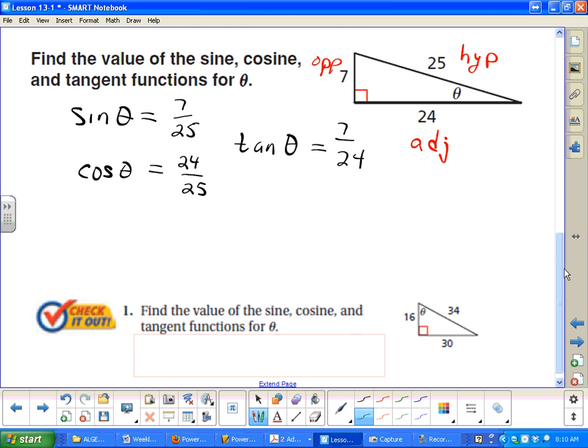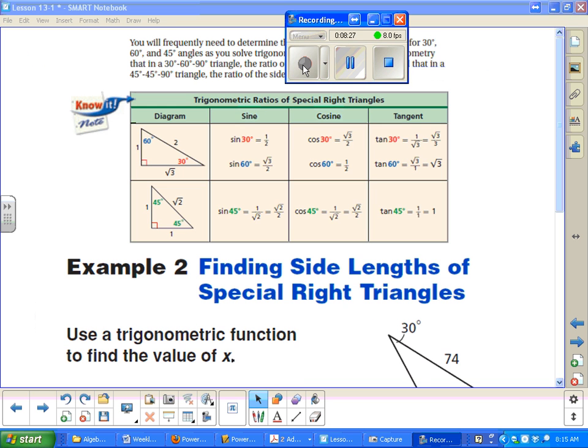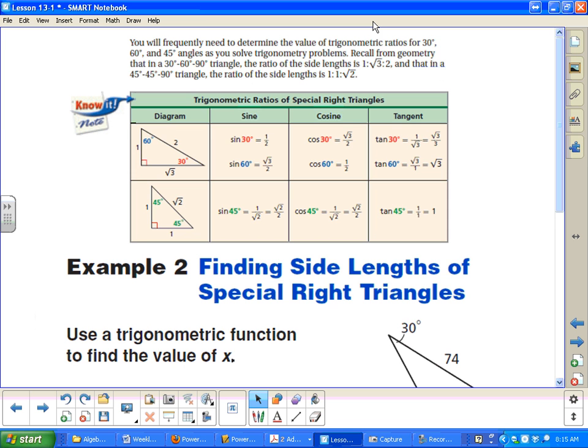All right, so what are they for? There are some special right triangles. Special right triangles that we'll be using quite often, and actually we use these things a lot. And those two special right triangles are the 30, 60, 90 right triangle and the 45, 45, 90 right triangle.